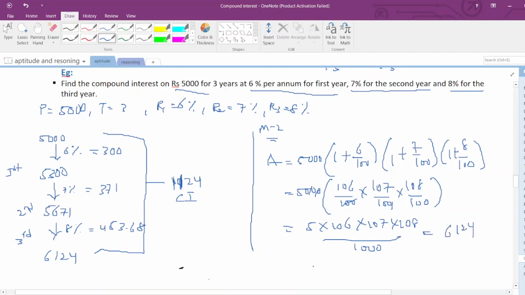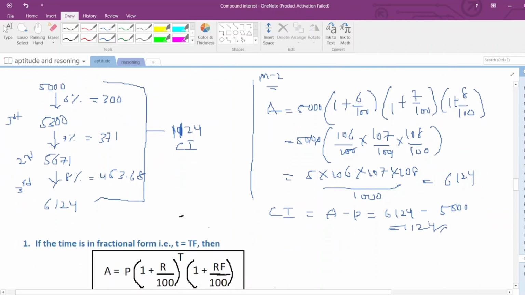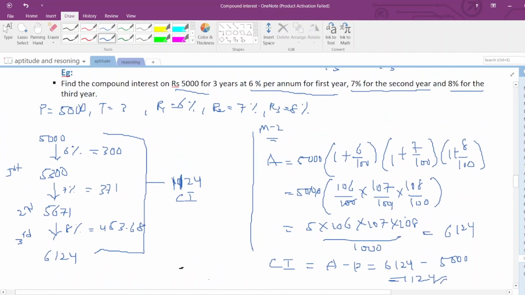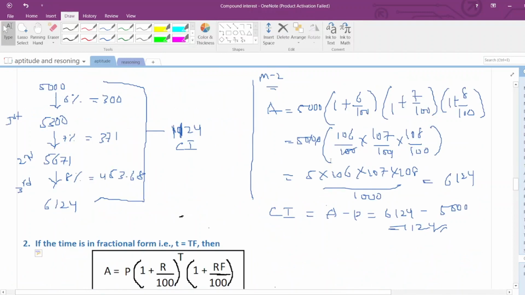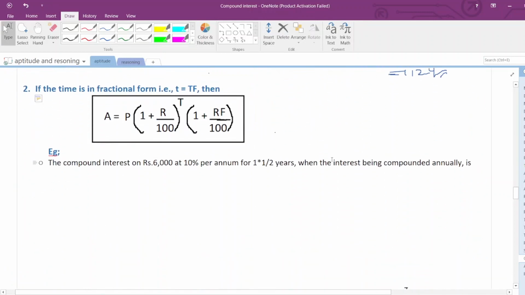So we got the amount 6124, but what we need is the compound interest, right? Compound interest is equal to amount minus principal, which is equal to 6124 minus 5000. You will get 1124. Both matched, right? 1124 is the compound interest. So in this way we have to solve this method. Different rates of interest for different time periods, if given, we should use this formula. Hope it's understood. Now I'm moving to the next method.